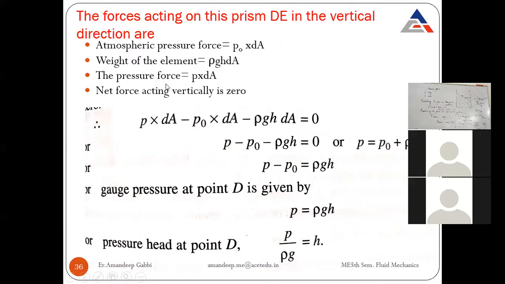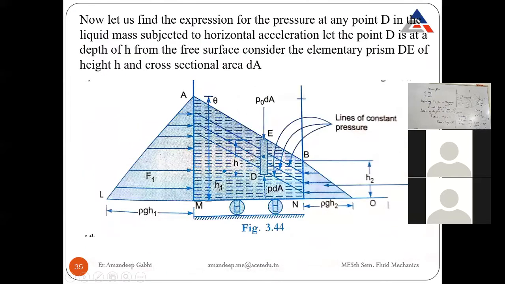Then the pressure force is P into dA, and the net force acting vertically is 0. Neither is the element moving upward nor downward, so the force in the vertical direction is 0. The weight of the element is acting downward, the pressure force is acting upward, and the atmospheric pressure is also acting downward.